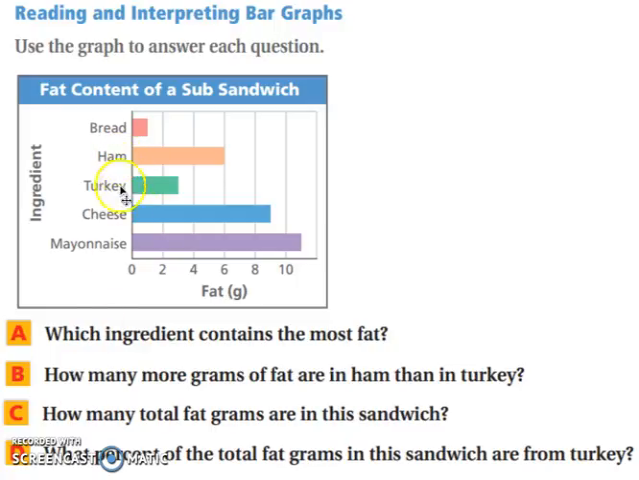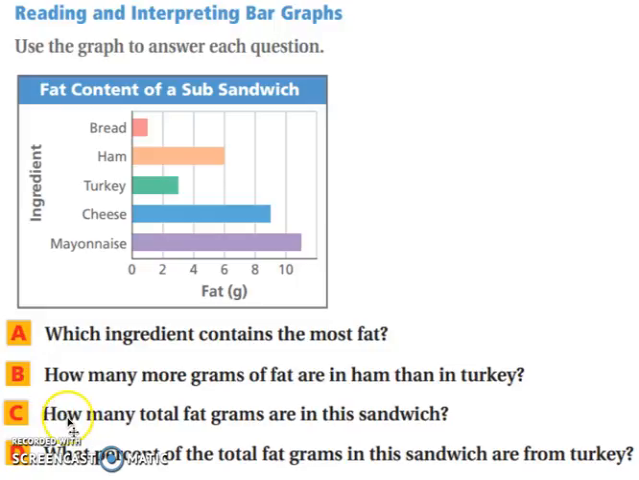So now, how many more grams of fat are in ham than in turkey? So we're comparing ham and turkey. Well, there are 6 grams of fat in ham, and there are 3 grams of fat in turkey. So therefore, 6 minus 3 gives us 3.